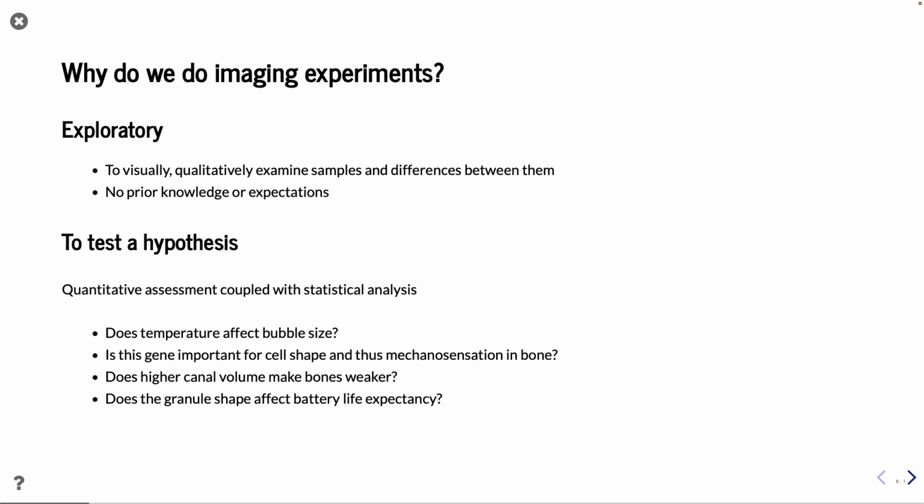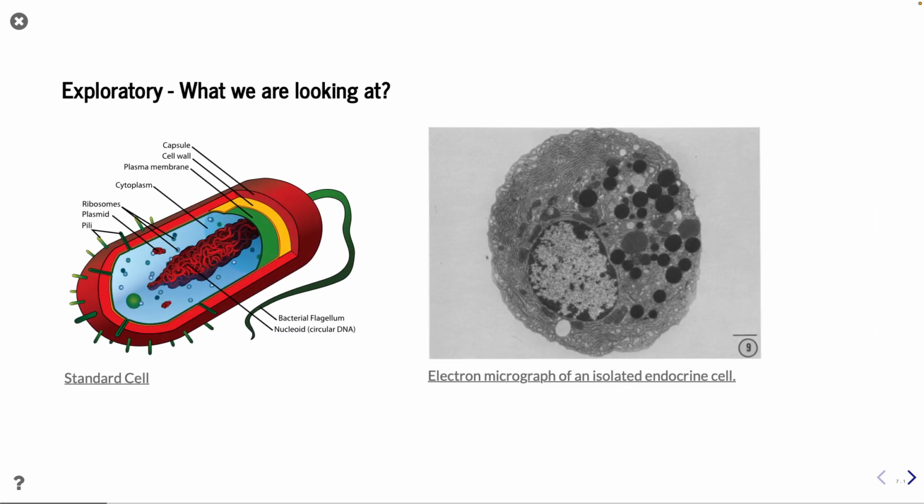So it could be how the temperature would affect the bubble size in some material, or how some gene change could have an effect on the bones, or if higher channel volume makes the bone weaker, and so on. So there can be many high-level hypotheses that we want to investigate. The first step is just looking at the exploratory part.